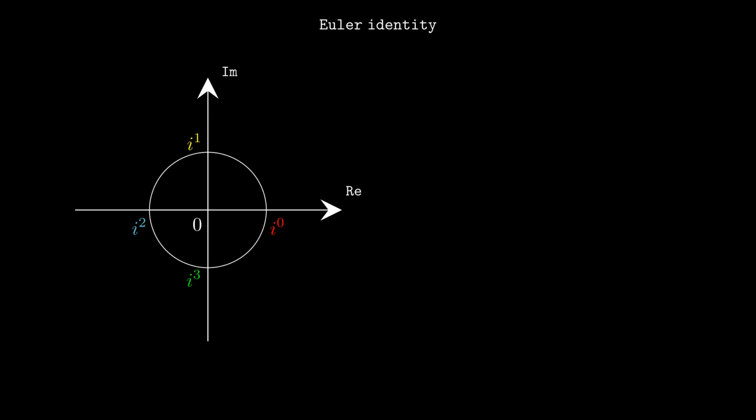Let's look at a special case of Euler's formula. Euler's identity, that is, the case where theta is equal to pi: e to the power of i times pi equals minus 1, representing the point minus 1, 0 on the complex plane. Another more common form of its representation is e to the power of i times pi, plus 1 equals 0.